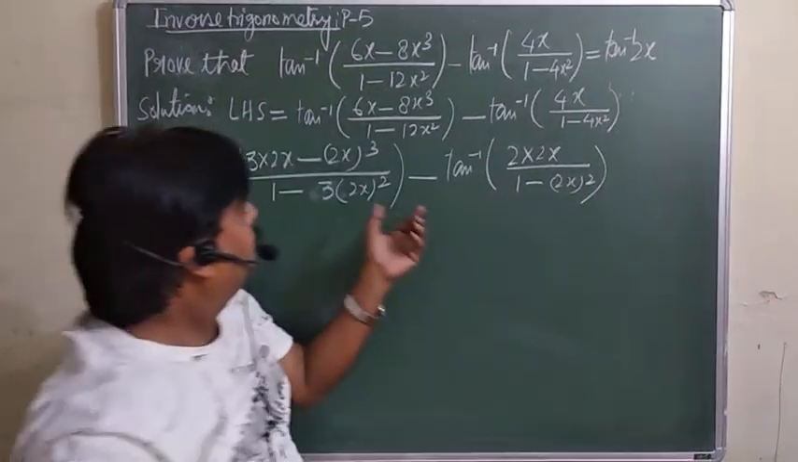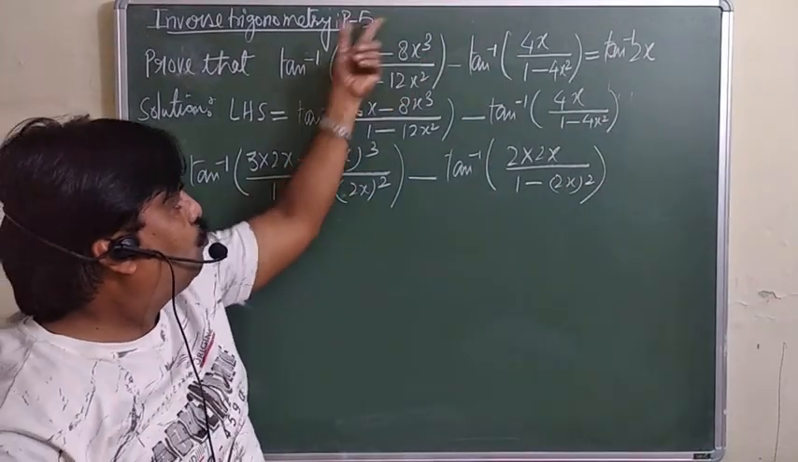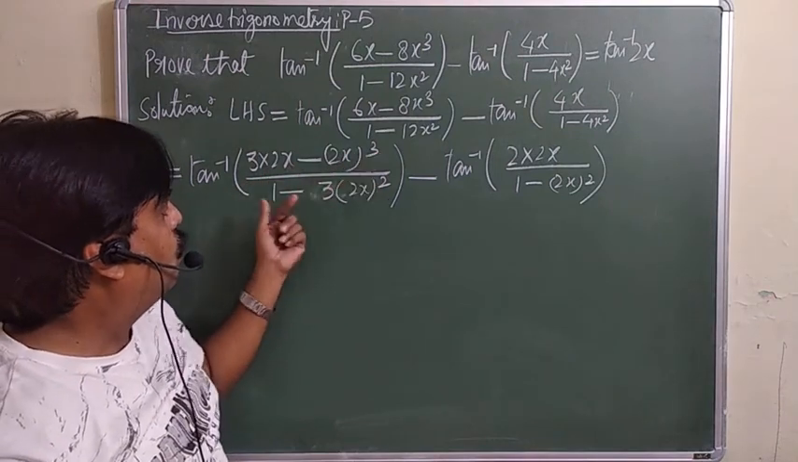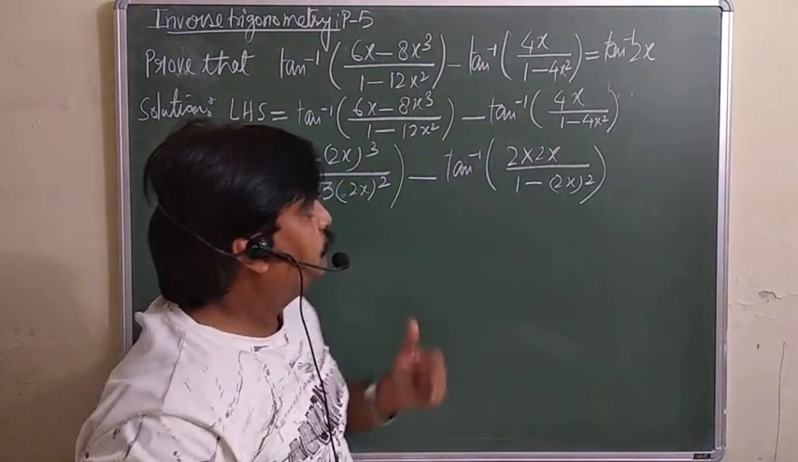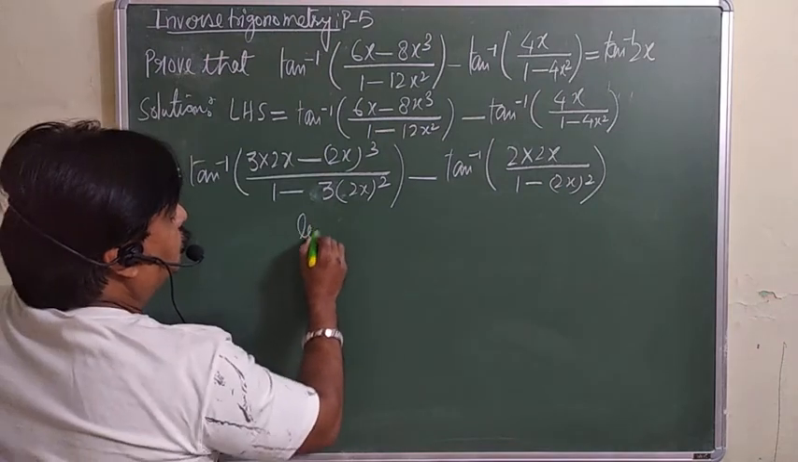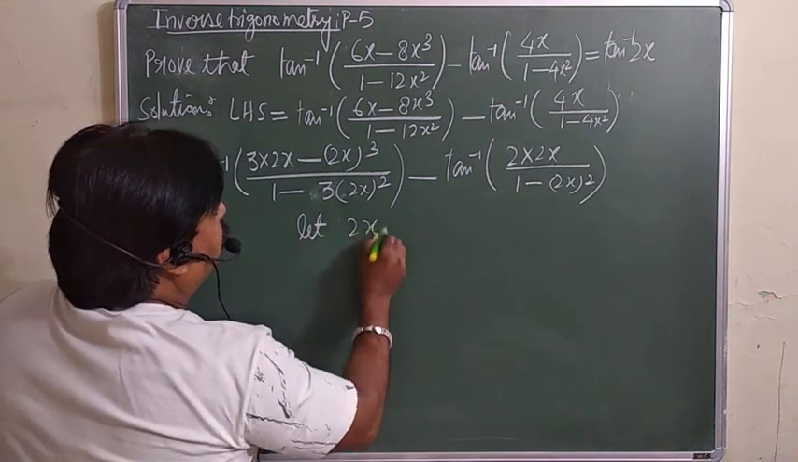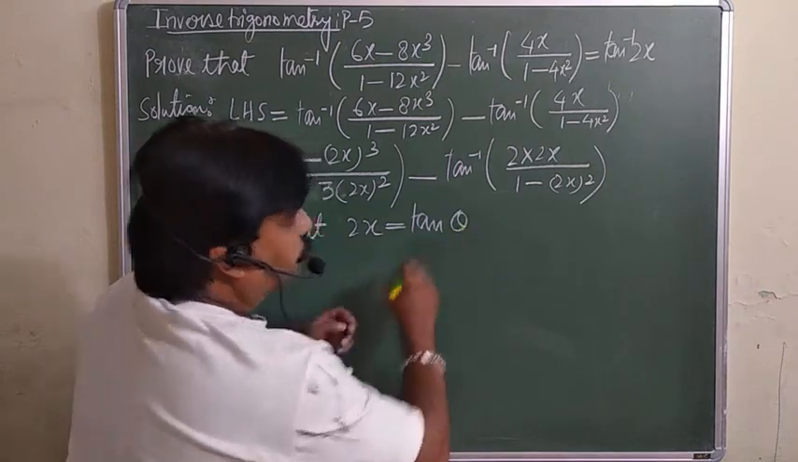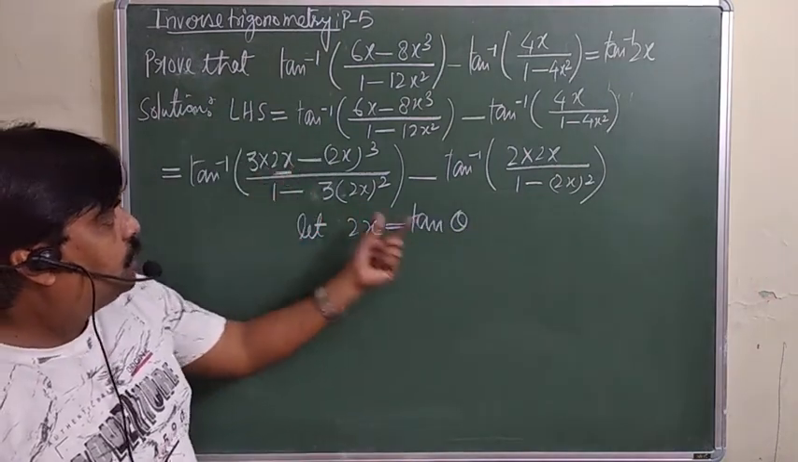The trick is here, you are supposed to break this one into 3 into 2x minus 2x whole cube over this one, and minus this. Now, you can assume, just let 2x is equal to tan theta. Just assume this 2x is equal to tan theta.